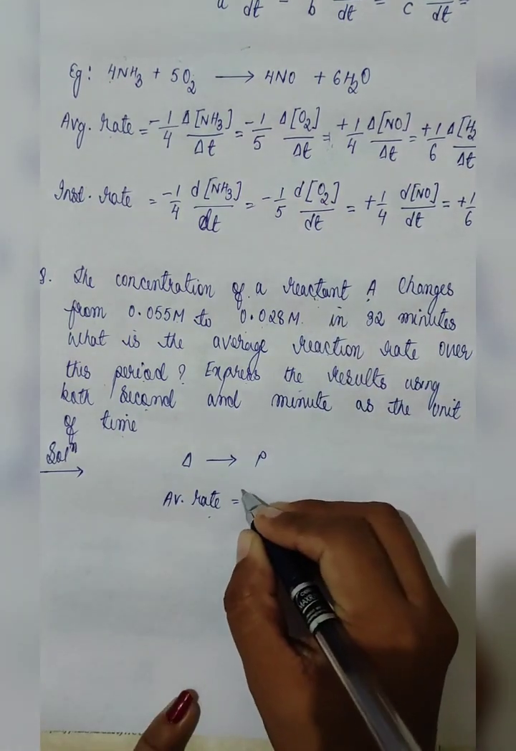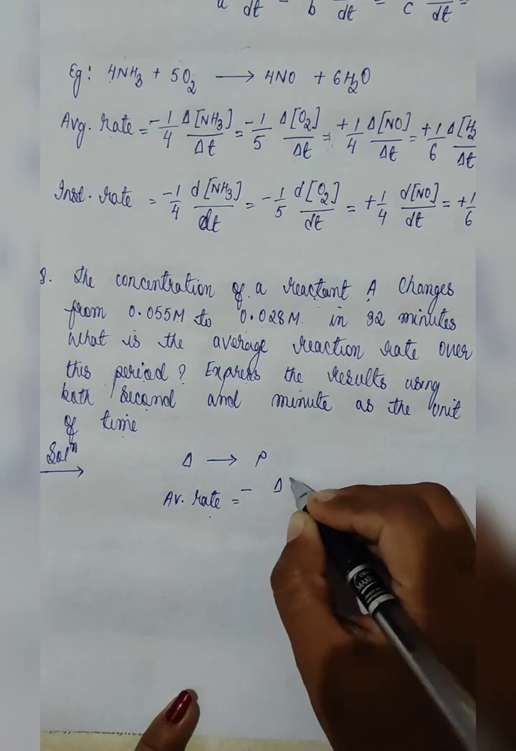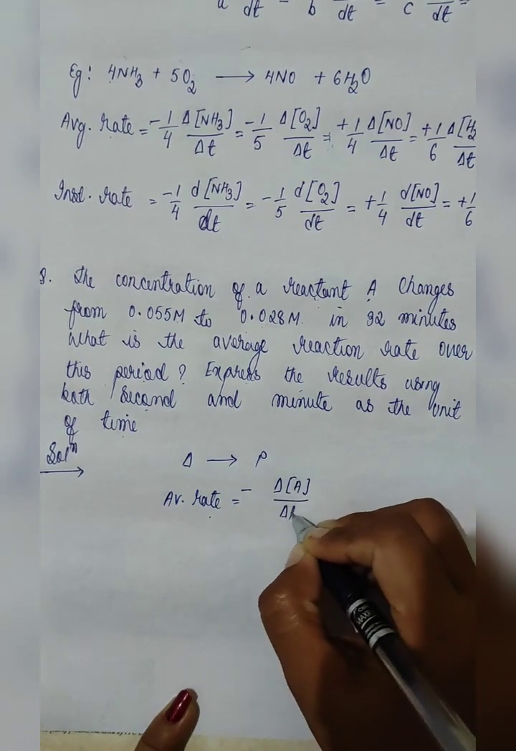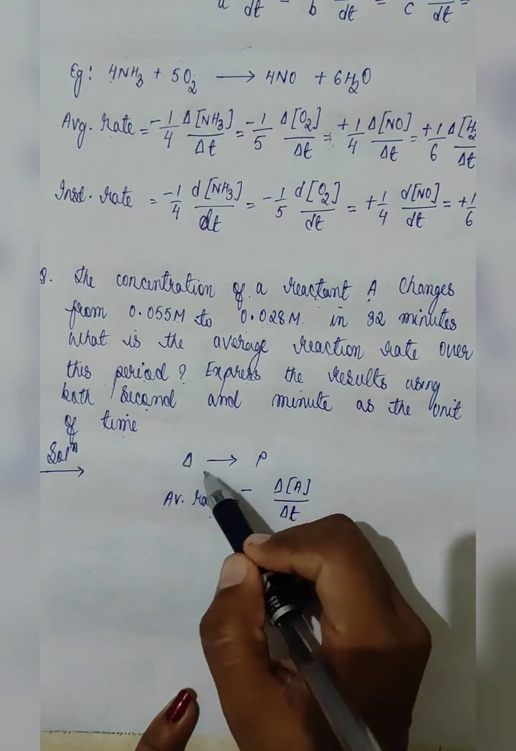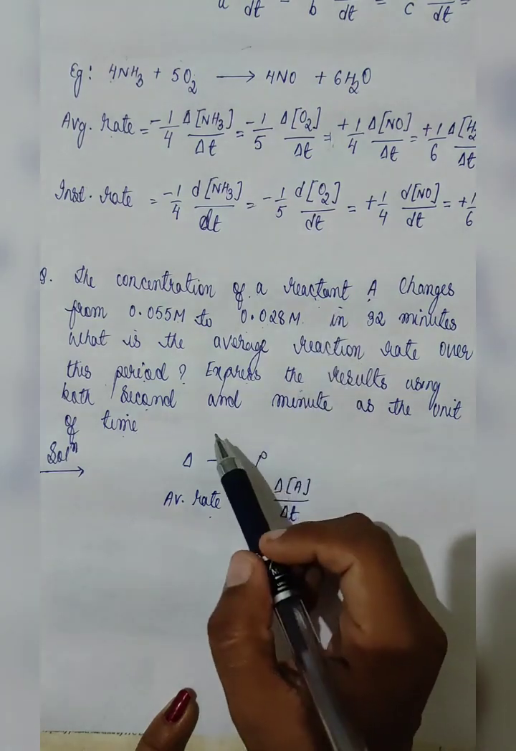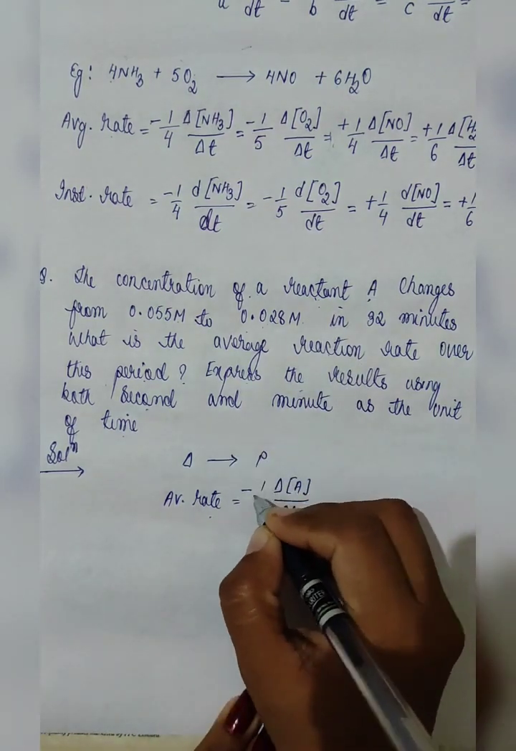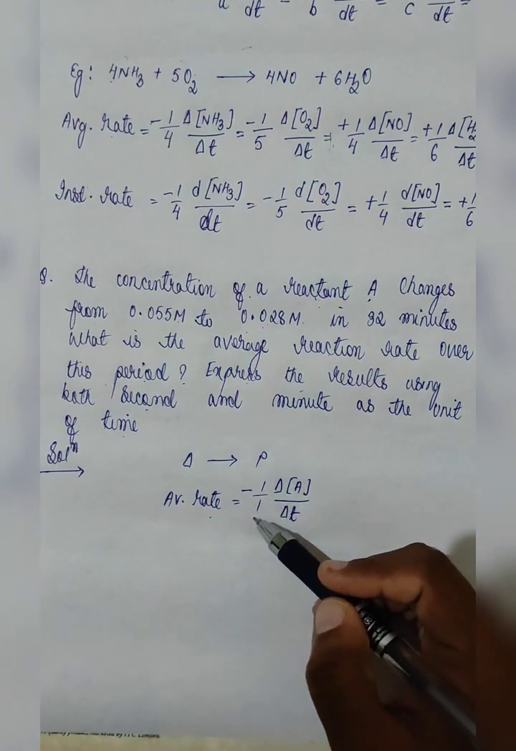So the average rate of the reactant is given as change in concentration by time. We are not writing the coefficient because here you see that the coefficient is not mentioned. Whenever the coefficient is not mentioned, it is always 1. So even if we don't write it, it is indicating that it is 1.